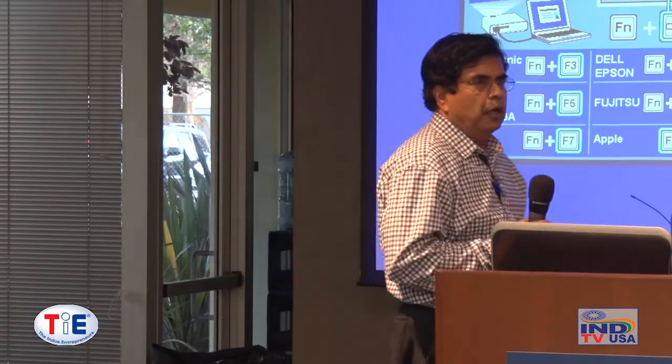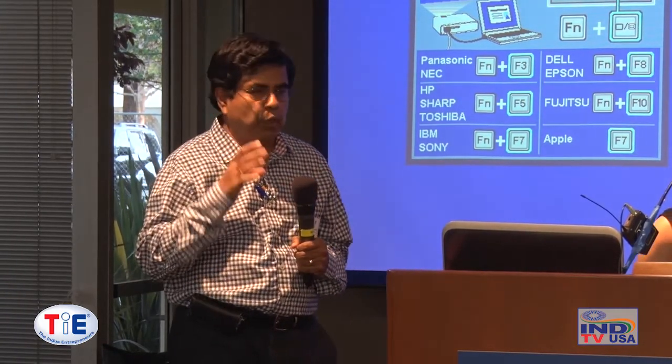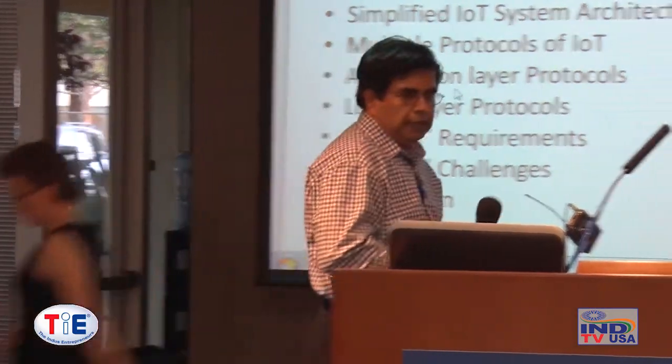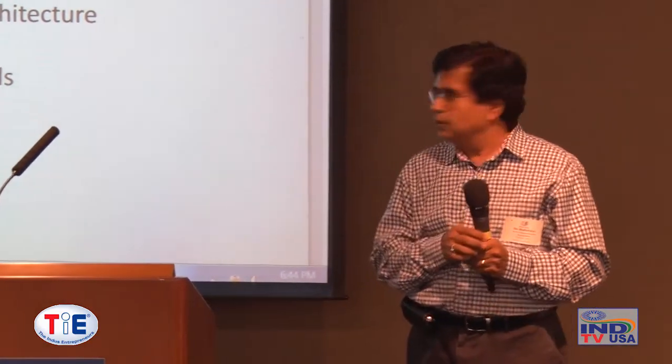So the topic is system design of multi-protocol IoT. We'll start by looking at what the Internet of Things is, then the capabilities and functions of IoT, and some of the architectural issues like what the end-to-end architecture looks like. Then we'll look at the IoT protocols, dividing them into two levels: the application level protocols, which are key, and also the lower layer protocols, which might be interesting. Then we'll look at the things: what are things, things level requirements, things challenges, and conclusion.